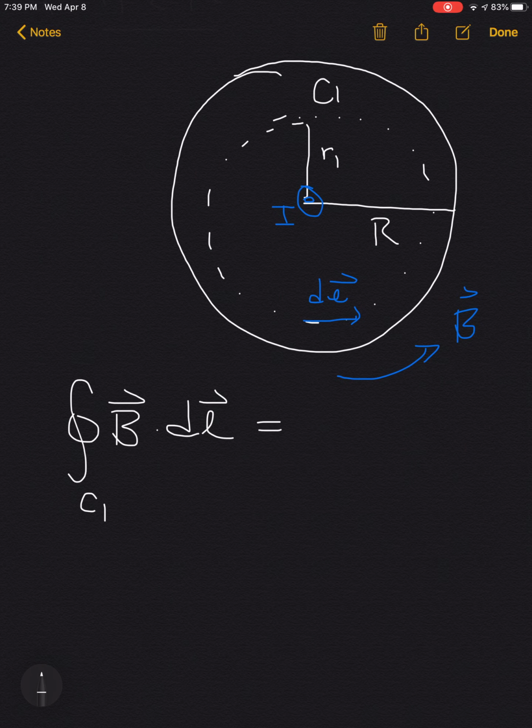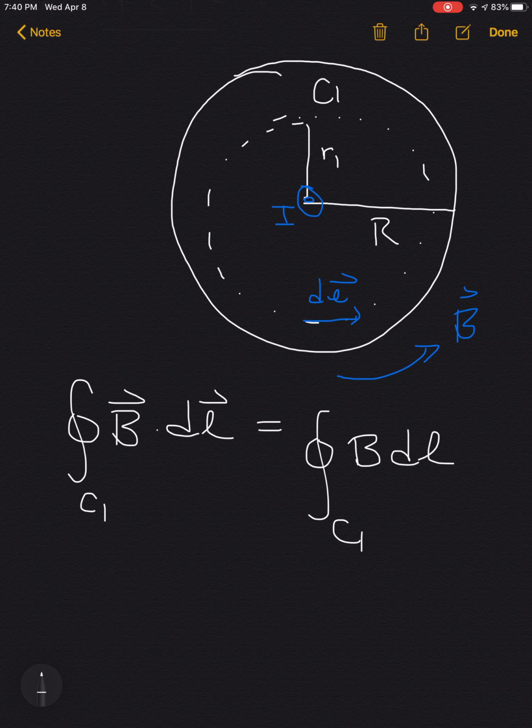So the dot product is just going to be B dl. And one thing is that what we call C1 is called an Amperian loop. Oftentimes, the way that you want to choose your Amperian loop is, if you remember from Gauss's law, you want to choose your Gaussian surface so that the electric field is constant all along it. Same thing here with the Amperian loop.